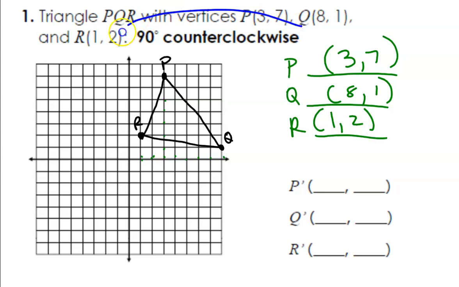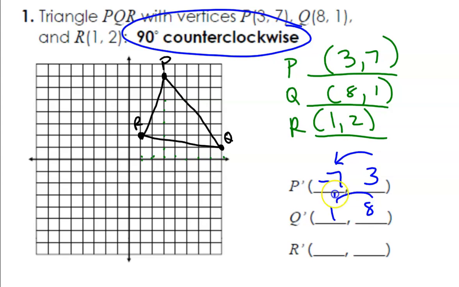And this is the rule for 90 degrees counterclockwise. You swap the order, counterclockwise, change the sign. Swap the X and Y, counterclockwise, change the sign. Now I can draw my rotation. Can't do it by counting boxes.